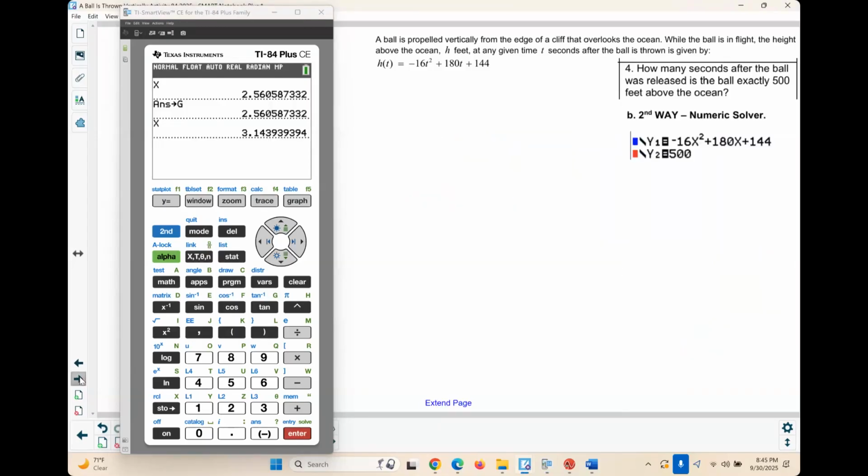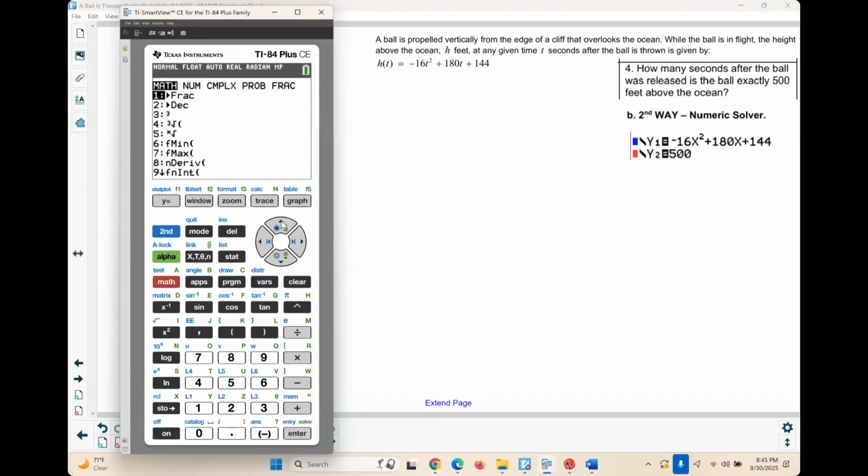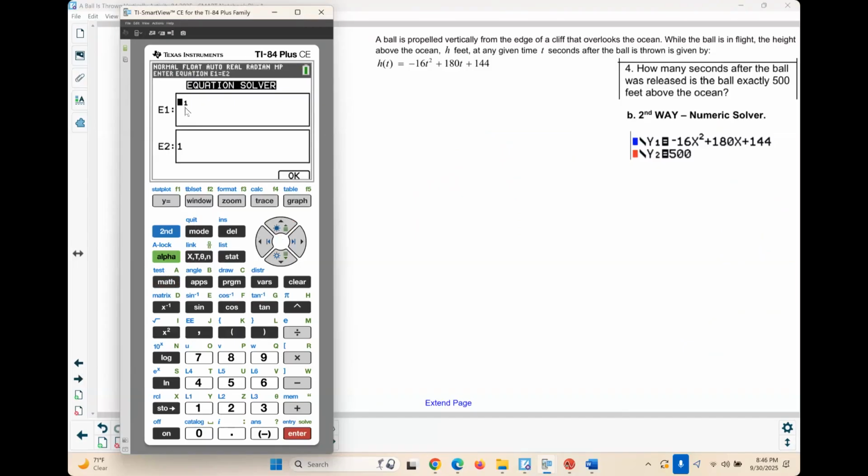So we did that one. A second way would be to use numeric solver. Jeff did show this. I'll show this real quickly. Math and up arrow to numeric solver. And looks like I practiced this already. If there was something here, I would clear it. Now I could type in that whole expression, but it would be so much nicer just to say alpha y1, just put y1 there. And I want to know when that's equal to, what did we say, 500?